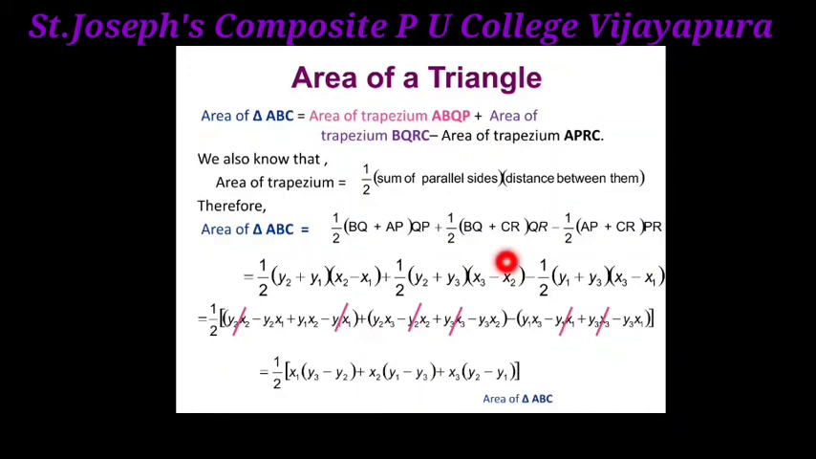Then we get 1 upon 2, and I will take x1 common from these terms: minus minus becomes plus, so it becomes y3 minus y2, written in the next step. Next I take x2 common from these terms, which gives x2 into y1 minus y3. Last, I take x3 common, which gives y2 minus y1. So our area of the triangle ABC is equal to 1 upon 2 [x1(y3 minus y2) plus x2(y1 minus y3) plus x3(y2 minus y1)].